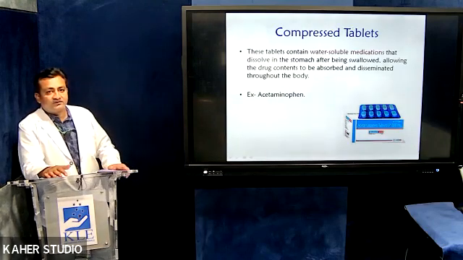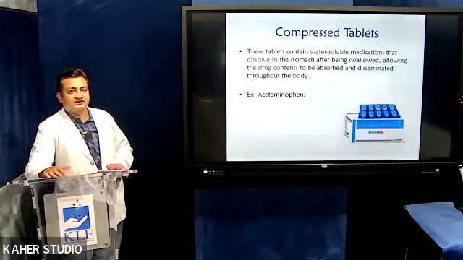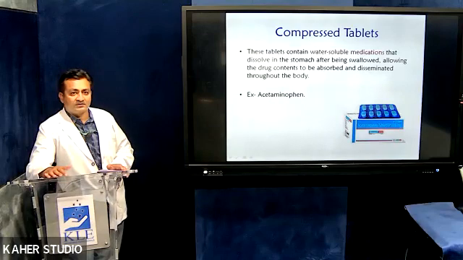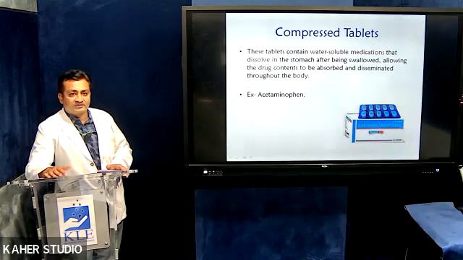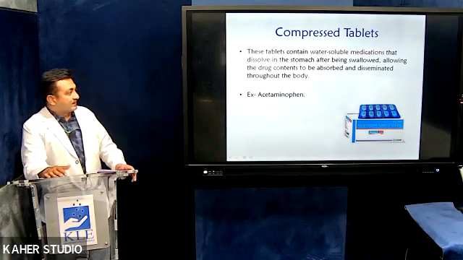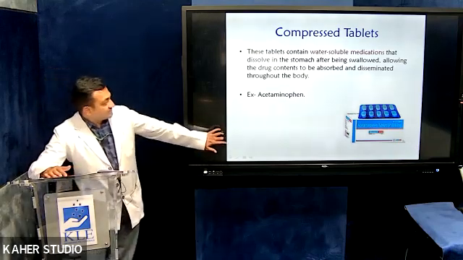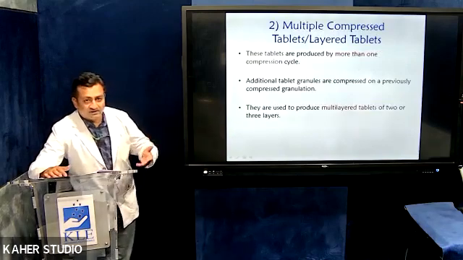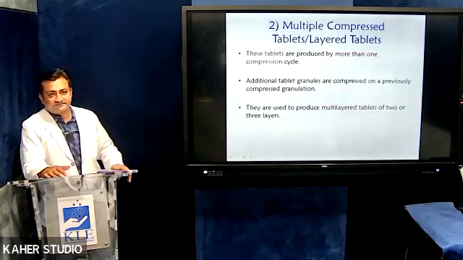These tablets contain water-soluble medications that dissolve in the stomach after being swallowed along with the drug contents, and it is absorbed and disseminated throughout the body. So normal tablets, the conventional tablets, are all compressed tablets. These compressed tablets may contain one drug or multiple drugs. Understood.